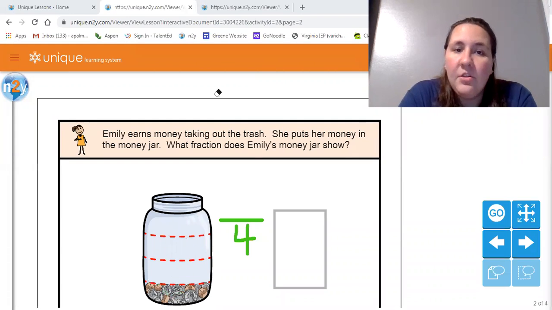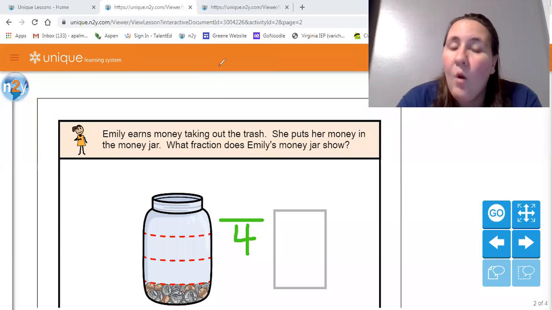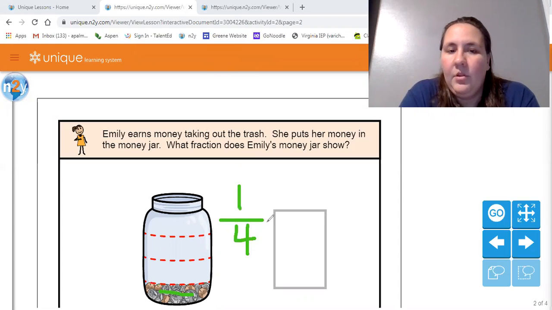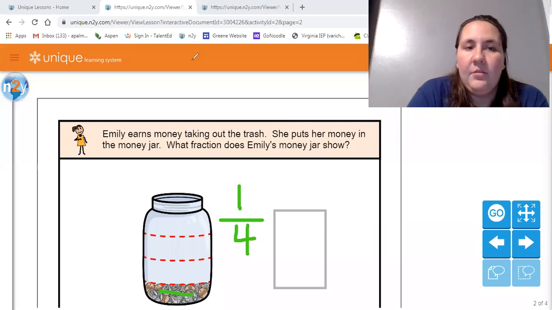And for the top, I just want to know how many pieces there are. So I only need to count the spots that have money in them. So how many spots have money? Yeah, just that 1, right? And I already have a number on the bottom, so I'm going to put my 1 up here on the top. So I read this number as 1/4. Very good.